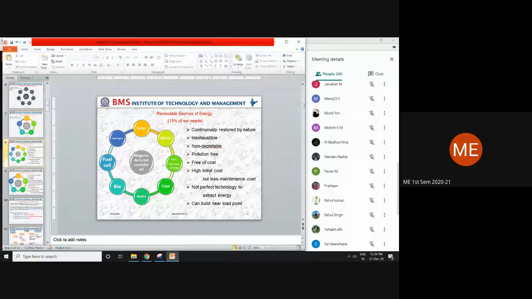Yes. Okay. See, even though there are so many renewable sources, that is solar, wind, geothermal, tidal, hydro, bio, fuel cell, hydrogen, we are able to take out only 13% of our needs. Out of 100%, we can only take up 13% of our needs. I listed only a few, 8 different sources here. If I club these 8 sources together, I can extract only 13% of our needs.